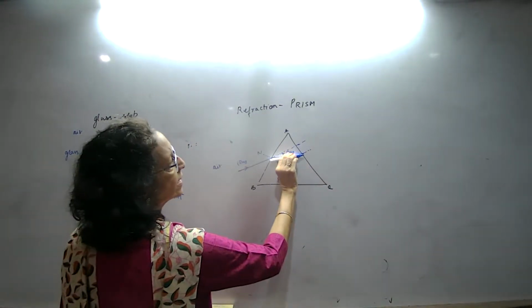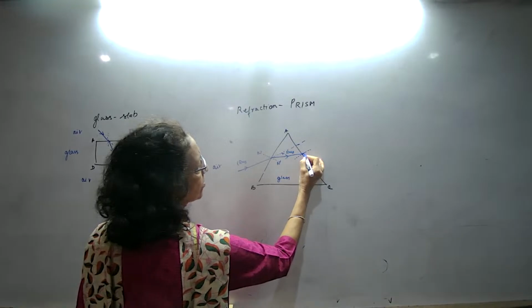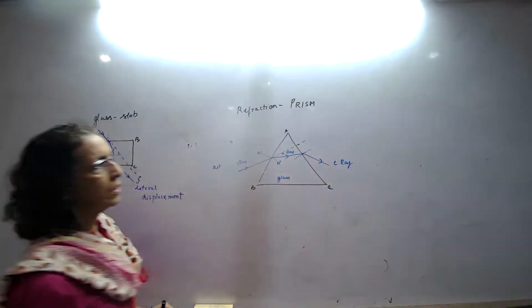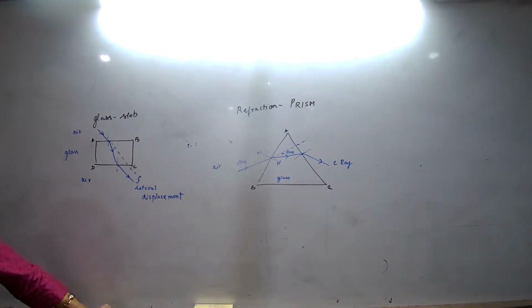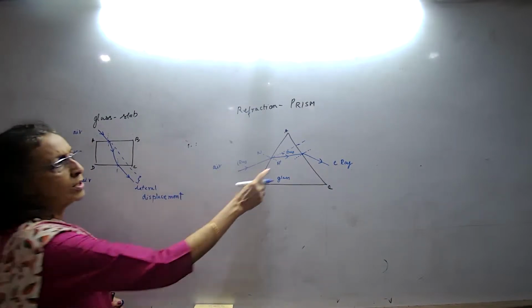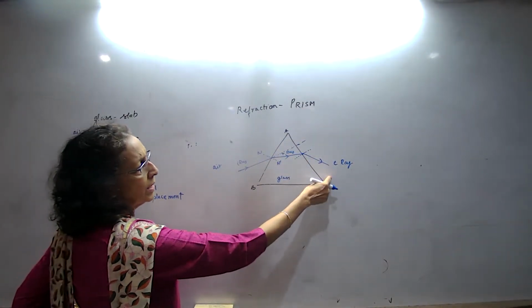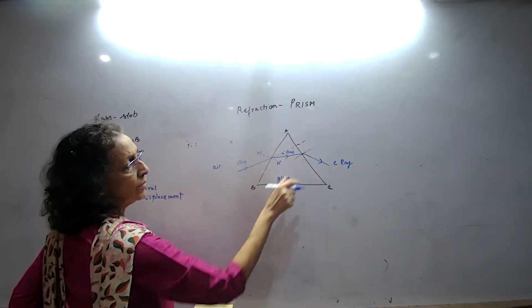So instead of going in a straight direction, it has to move away from it. So this is going to be your emergent ray. Did you understand? How much would you like it to go in the upward direction? No, you just think about it. It has come to this point. How will it go up from a denser medium to a rarer medium? It has to move away from the normal.